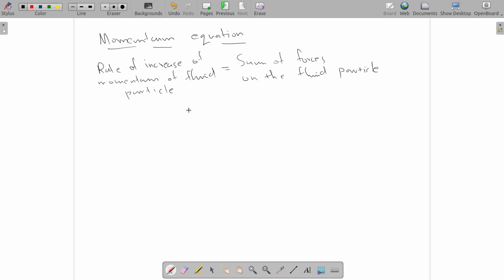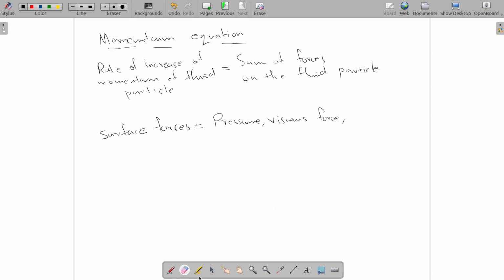So what are the different types of forces you can have on a fluid element? You can have surface forces. What are the surface forces? Force due to pressure, which is the normal component of the stress. Viscous force, which happens due to viscosity. And no, gravity, no.